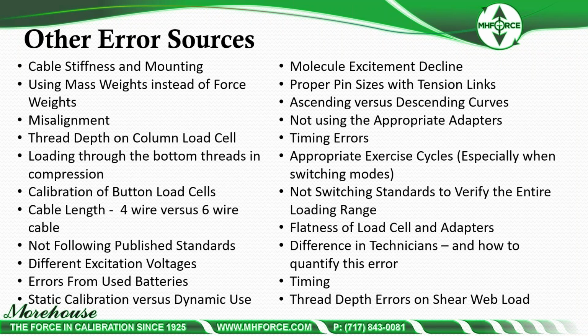So other error sources, there's lots of them. We cover these all in our 3.5-day class. Cable stiffness and mounting, using mass instead of force weights, misalignment. The mass instead of force: force is force anywhere in the world. It's already been corrected. Mass requires, depending what's being done, if you're doing a crane scale using mass weights, the correction for gravity. So that's dependent on what you're using and what needs to be done.